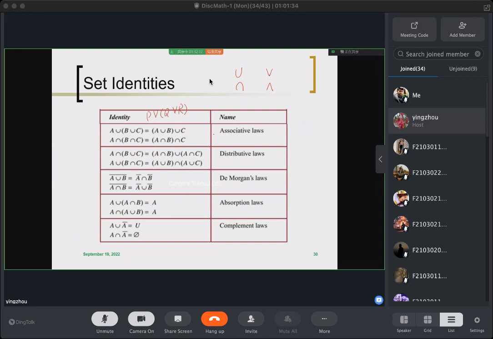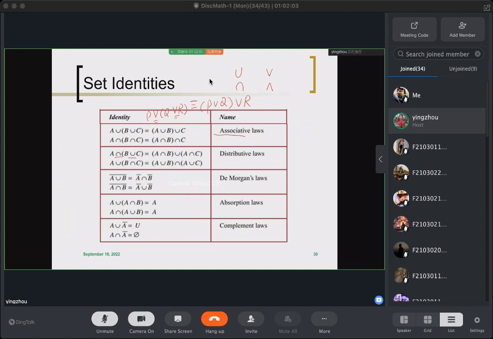For the associative law, we can group them in either way, and they should have the same result. Then we don't need to care about their grouping. That means first computing Q and R is logically equivalent to first computing P and Q, and then computing with R. They are the same. And distributive means they are different.